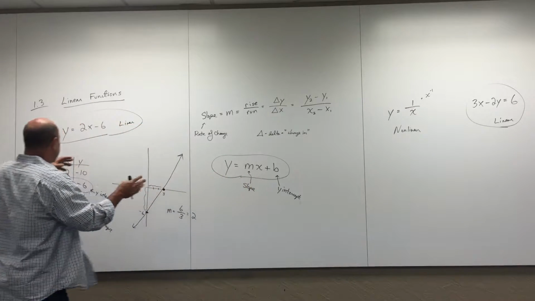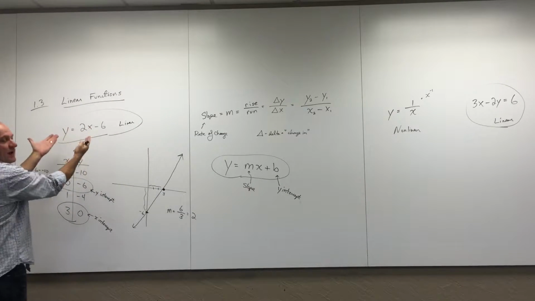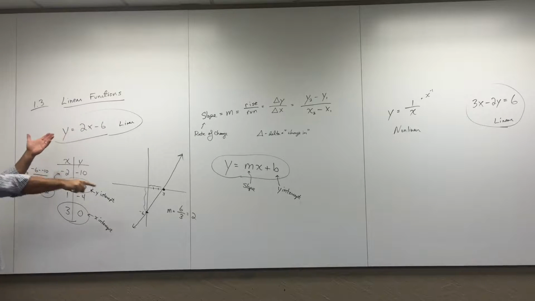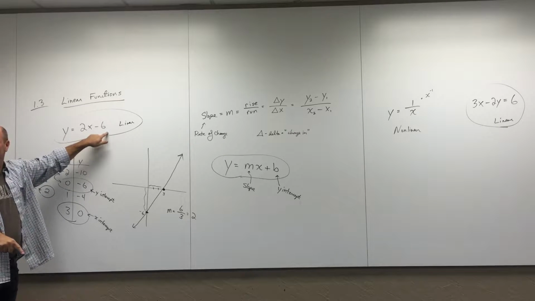So back to my problem. You see it, right? I plotted points, I did all this work, but we already knew all that. If I knew that, I knew that already: the slope is 2, and the y-intercept is -6.